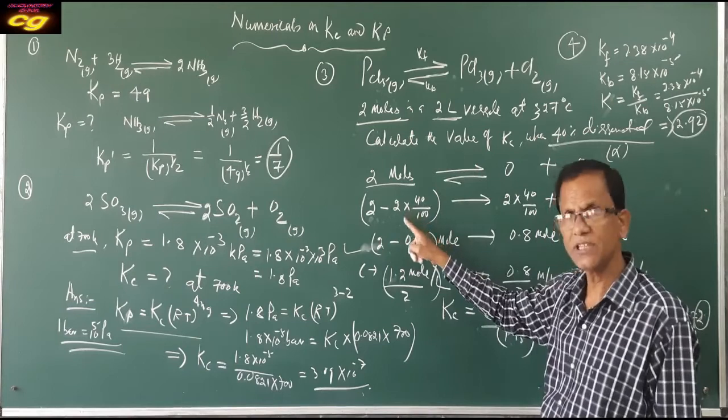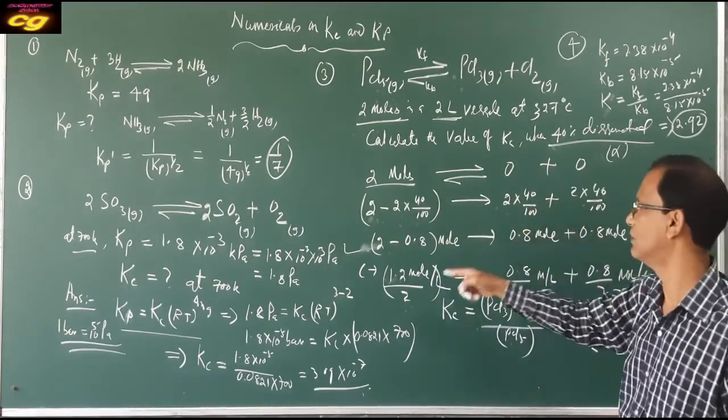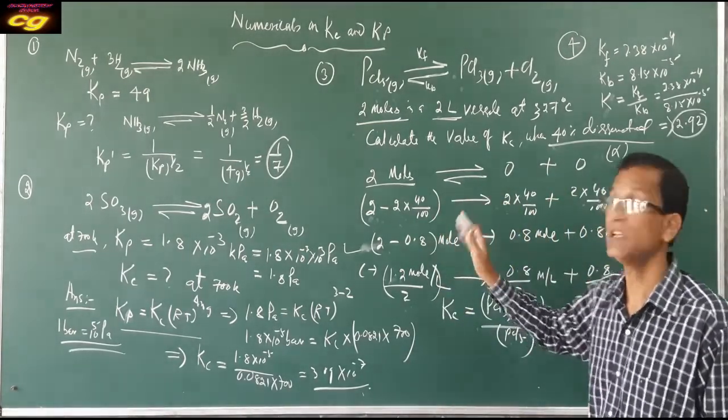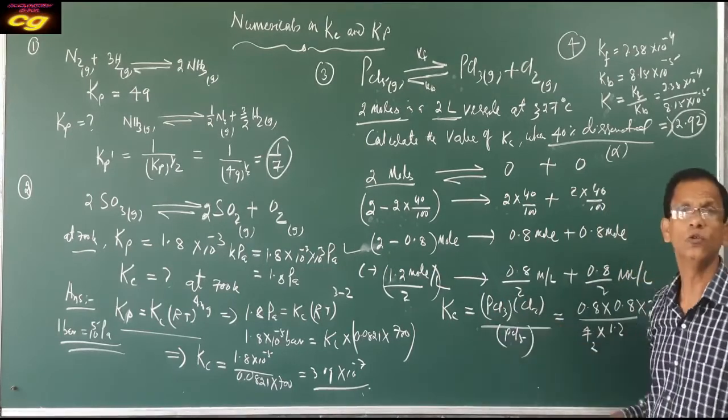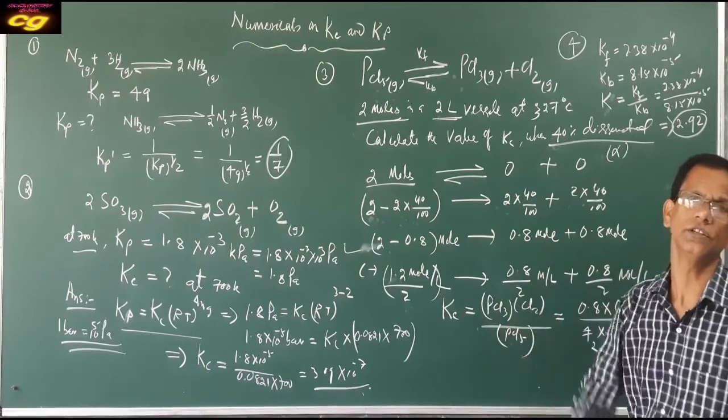That amount will be deducted, and the same amount will be produced on the product side, so you have to add it. Then you calculate the concentration of reactant and product at the equilibrium stage. Then put in the law of chemical equilibrium formula, and then you will get the result.